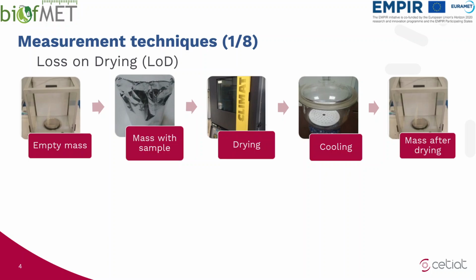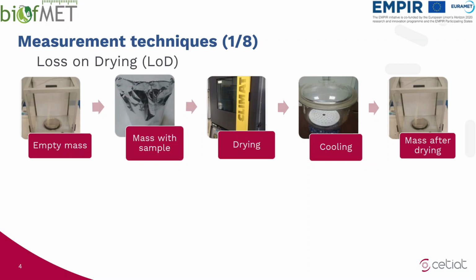Then you have the drying. The sample is then placed in an oven and heated to a specified temperature for a specified amount of time. The temperature and time of heating depend on the type of material being tested and the specific standard or method being used.